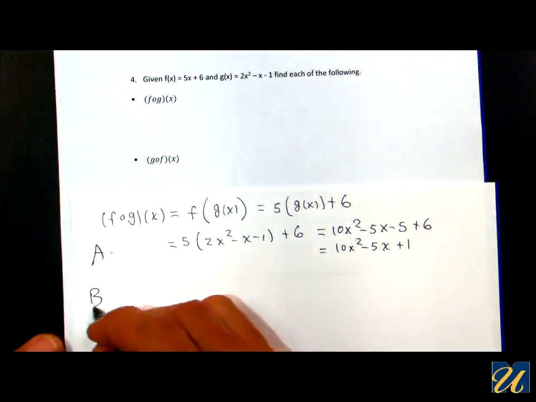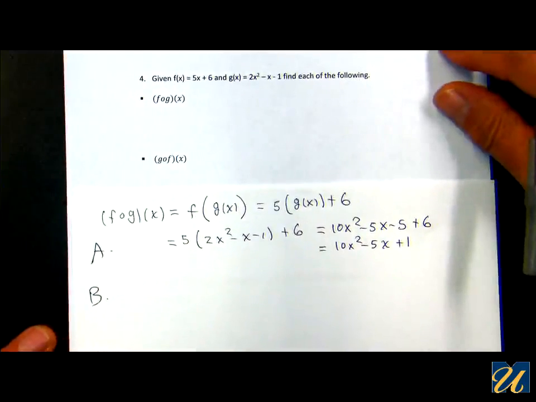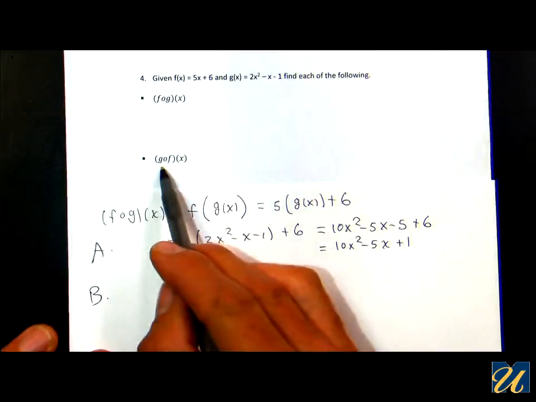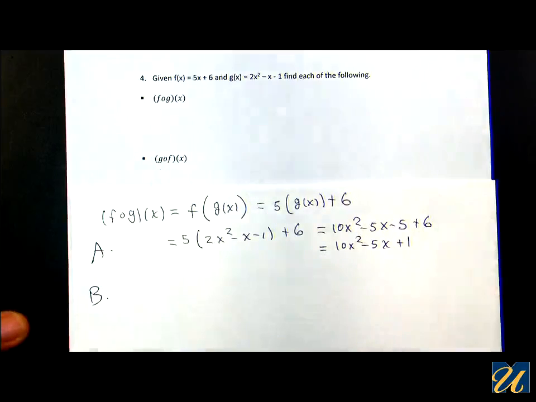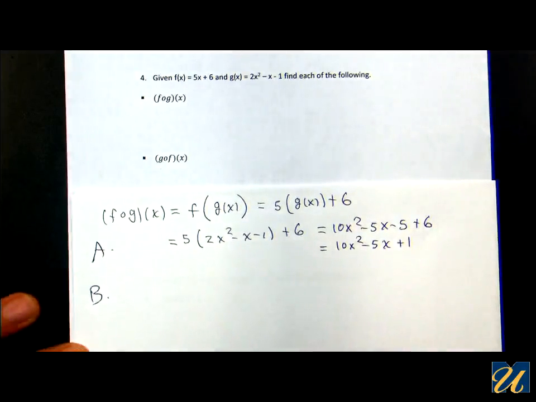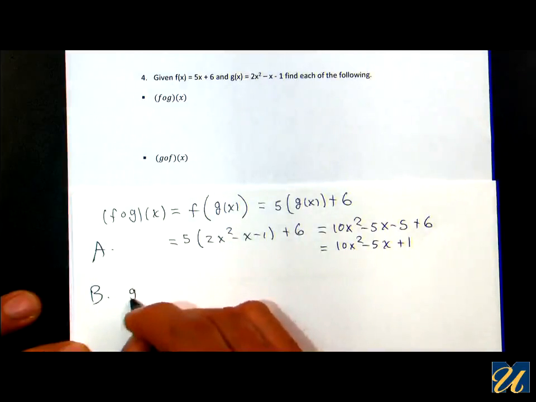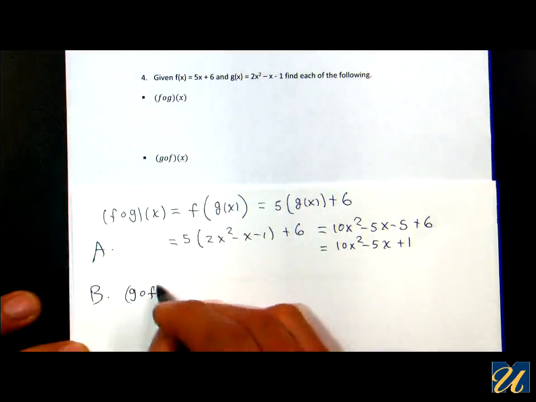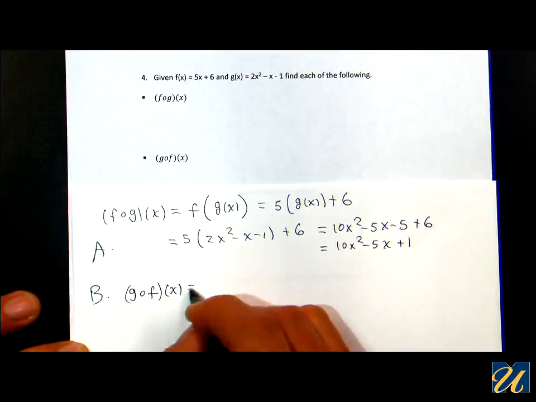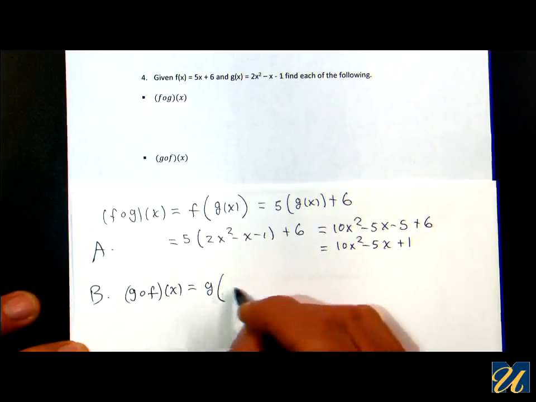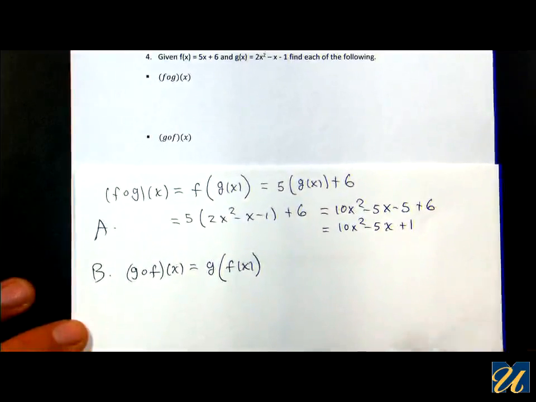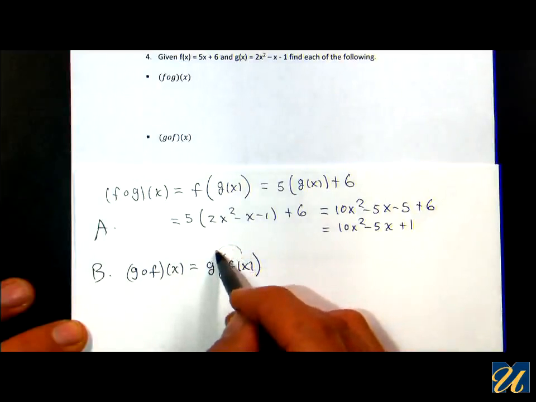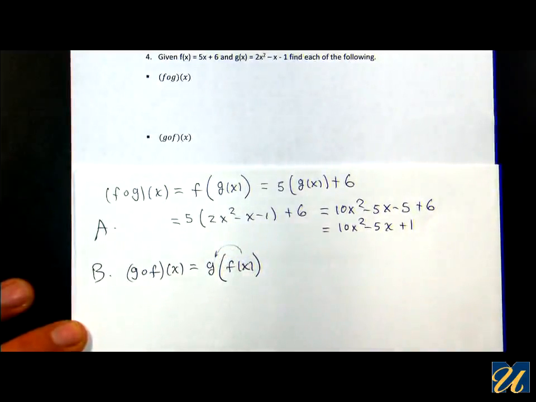Part B, we're asked to find the composition in the other direction. So this was not done on the PowerPoint. So now we have a chance to do something different. So we'll come down here and take g compose f at x. That means g of f of x. This means we're putting the f of x function inside the g function.